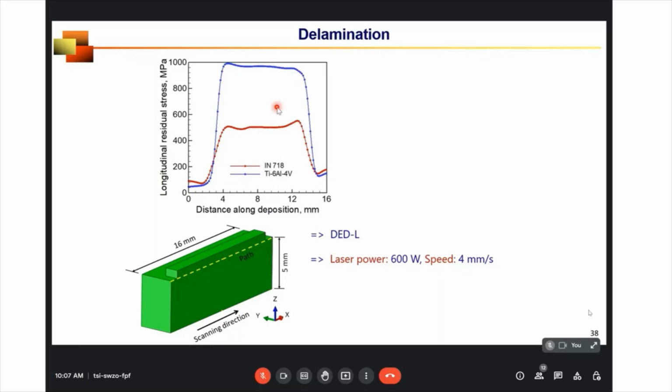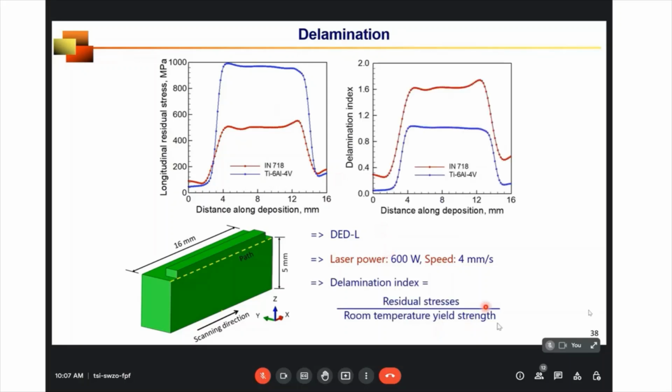But delamination is not only dependent on the absolute value of the residual stress. It also depends on the yield strength, particularly the room temperature value of the yield strength, because this is the strength of the material that will prevent the separation of the component from the substrate, or prevent delamination. So if you take the absolute value of residual stress and divide it by the room temperature yield strength, that is the index you are looking at. A higher value of the index means a higher chance of delamination.